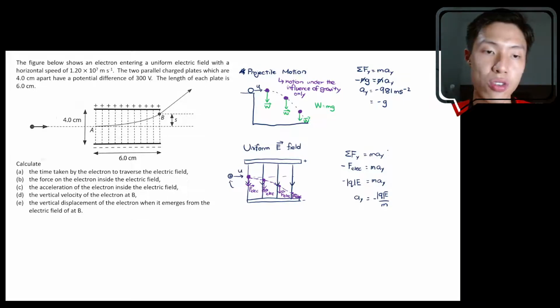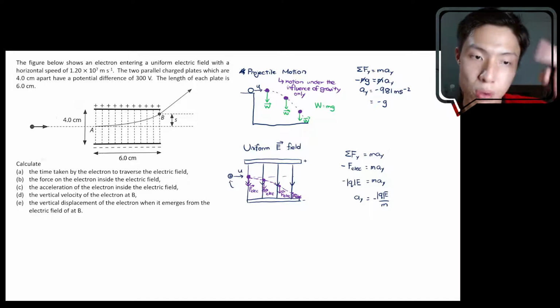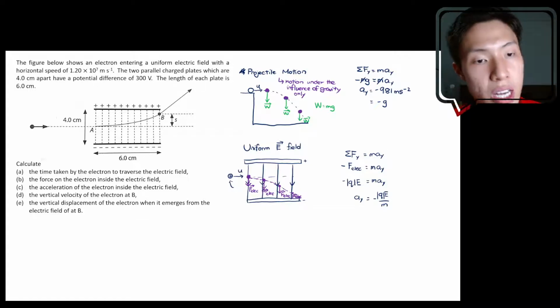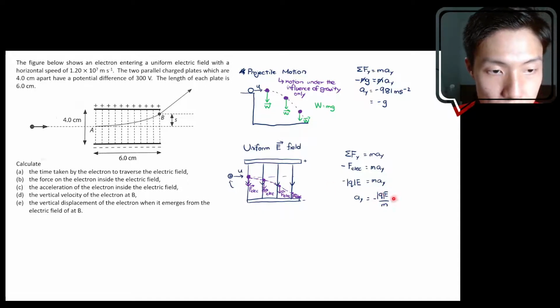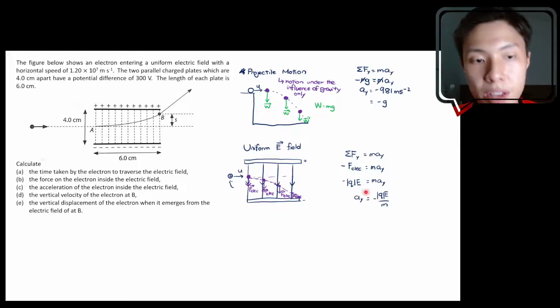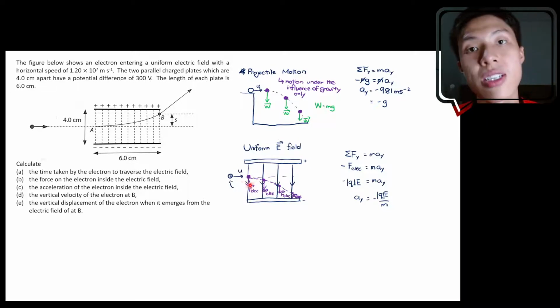Okay, this is what you learned from last time. Force is equal to the absolute value of Q times E. So everything here should be a positive value. You attach this negative here because this acceleration is pointing downwards, the same direction as the force.